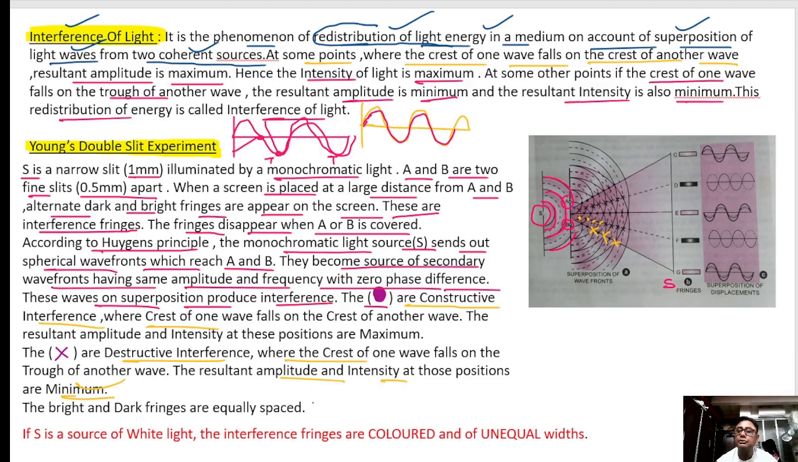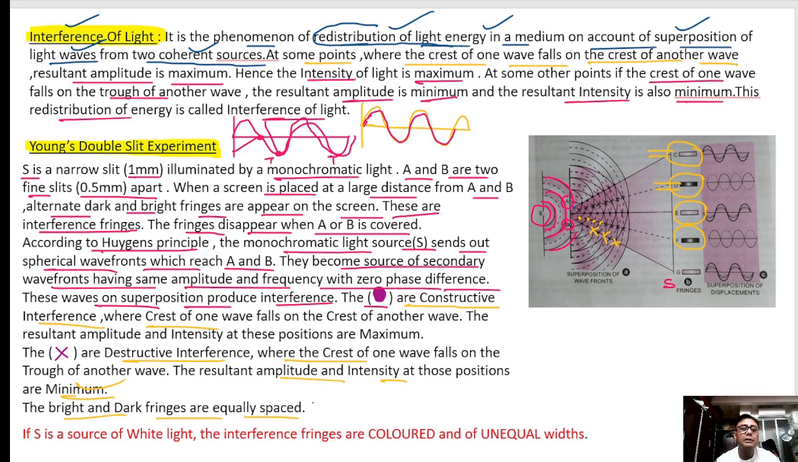That means at some positions the crest of one is falling on the crest of another, bright band; crest of one is falling on the trough of another, dark band; and this continues. So here amplitude will be maximum, intensity maximum; there amplitude minimum, intensity minimum. The bright and dark fringes are equally spaced. That means the thickness of the bright fringe and the dark fringe will be equal.